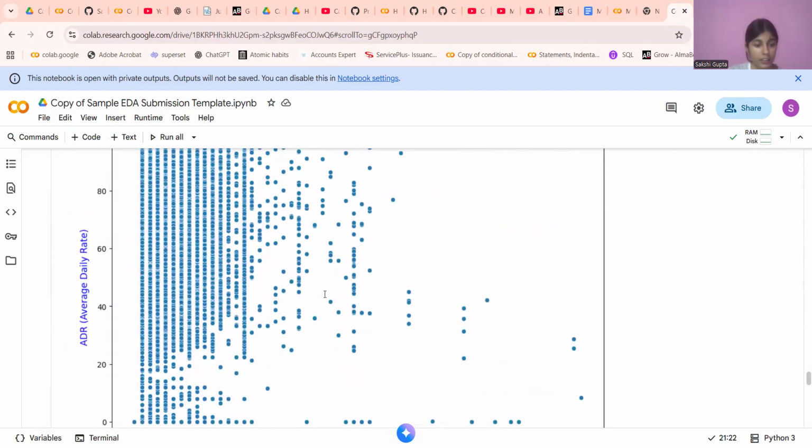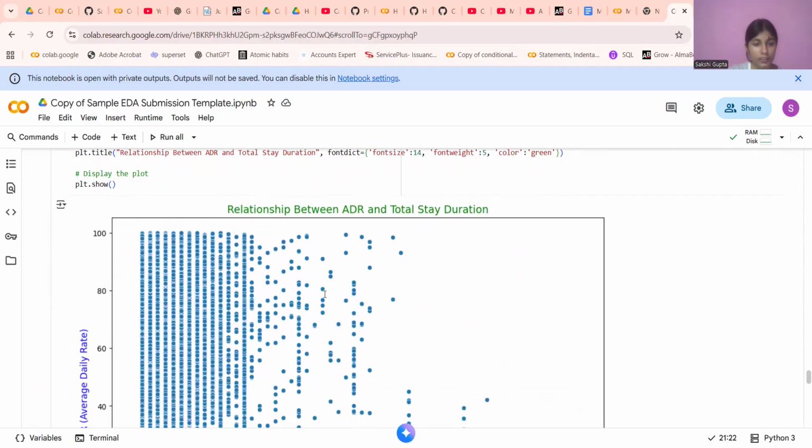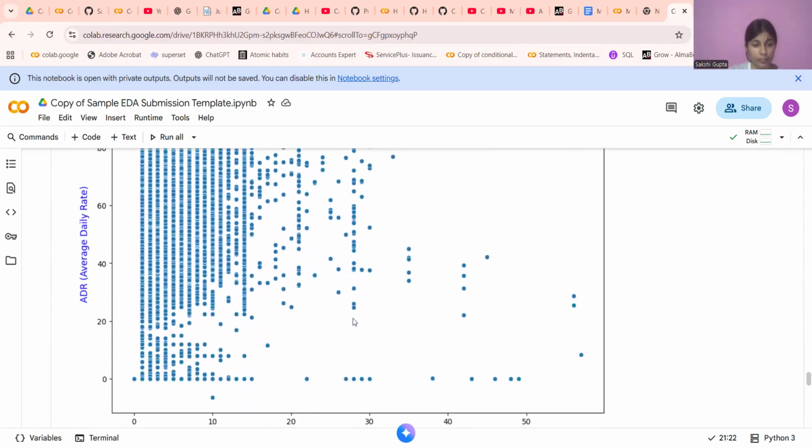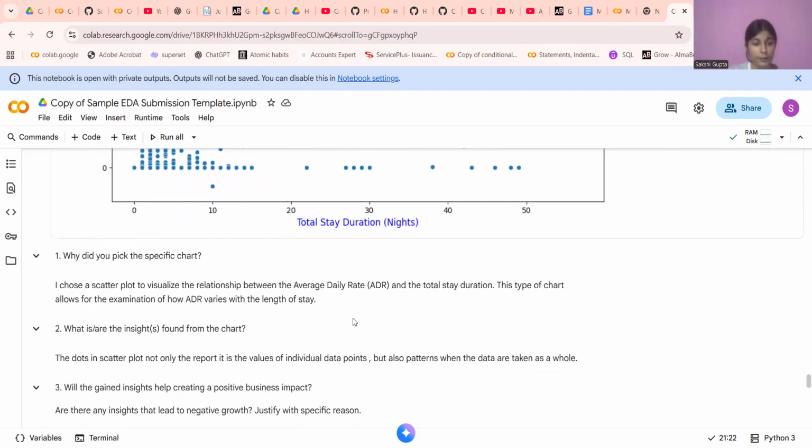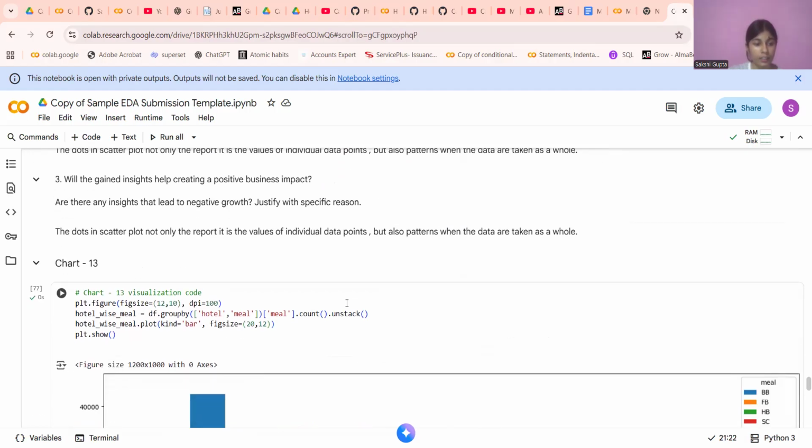Now the 11th chart is a scatter plot chart to see the relationship between the ADR and the total stay duration. Here I use the scatter plot chart to visualize the relationship between the average daily rate and the total stay duration. This type of chart allows for the examination of how ADR varies with the length of the stay.